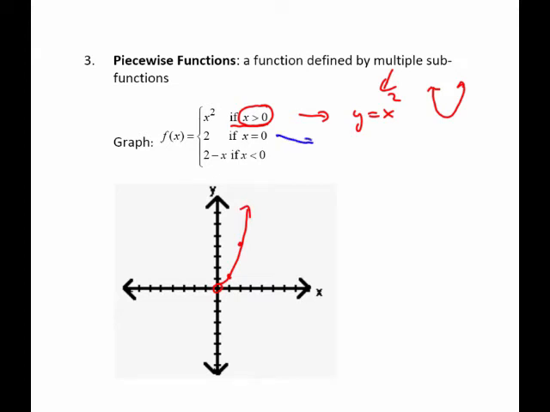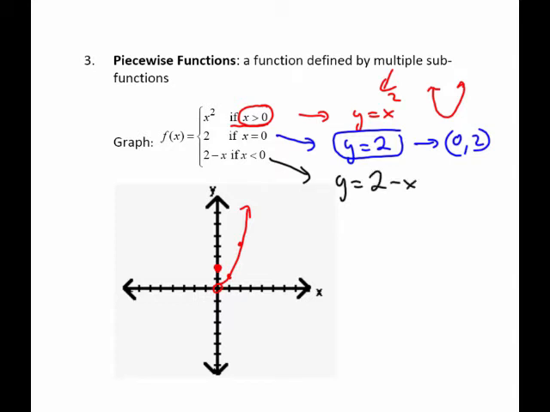Okay, my middle function is y equals 2, but this is only in effect when x is 0. So that basically becomes the point (0, 2) on the graph. Alright, so I can put that in this spot right here. And then the third branch of the function is y equals 2 minus x, which is a line with a y-intercept of 2 and a slope of -1.